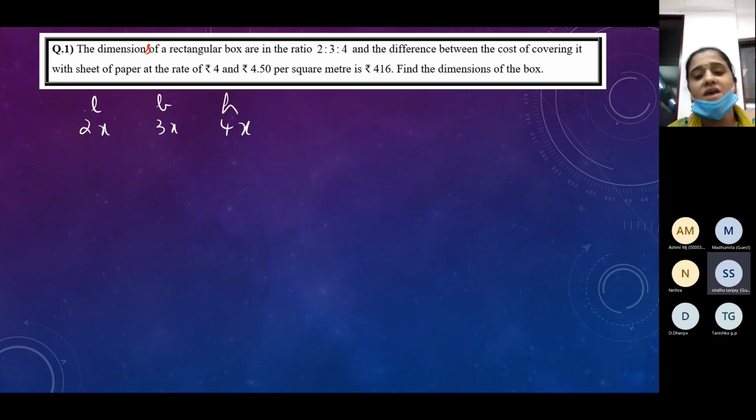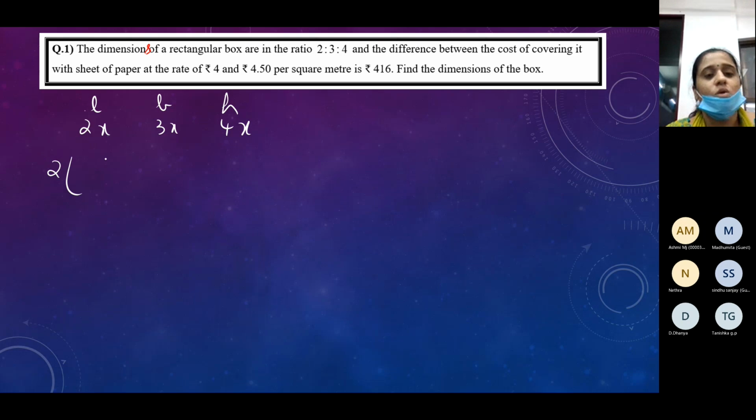Area, ma'am. What area? Curved surface area or total surface area? Total surface area. Like how you wrap a gift box, you'll wrap it all over, all the 6 faces. So it is total surface area.